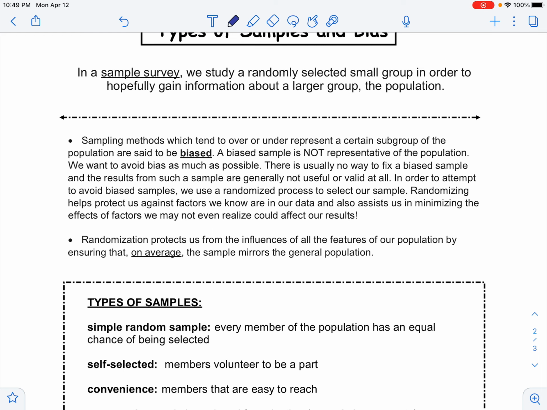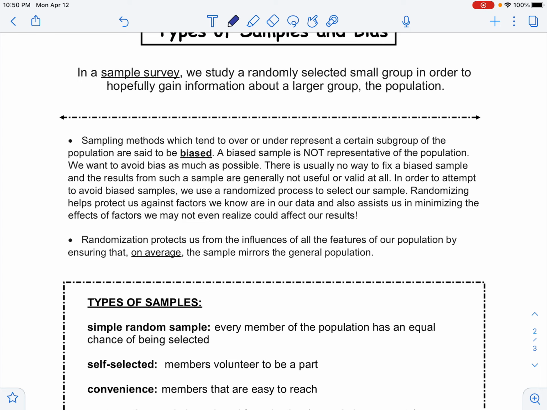Now, when we do samples, there are some methods which are better than others. Sampling methods which tend to over or under represent a certain subgroup of the population are said to be biased. A biased sample is not representative of the population, right? It's not a good representation of the whole population because it might favor one group or it might not give any details about another group. So you have to be really careful to accurately represent each subgroup of your population. We want to avoid bias as much as possible.